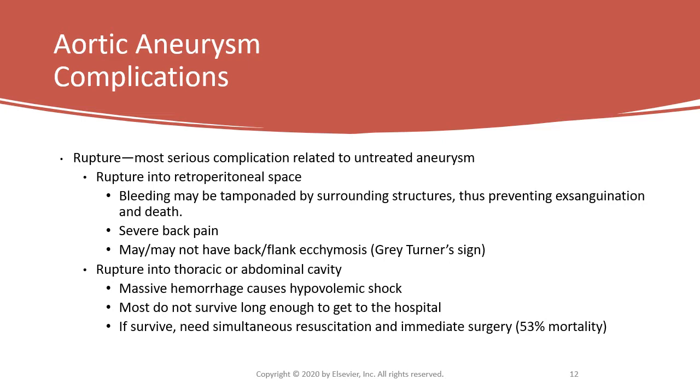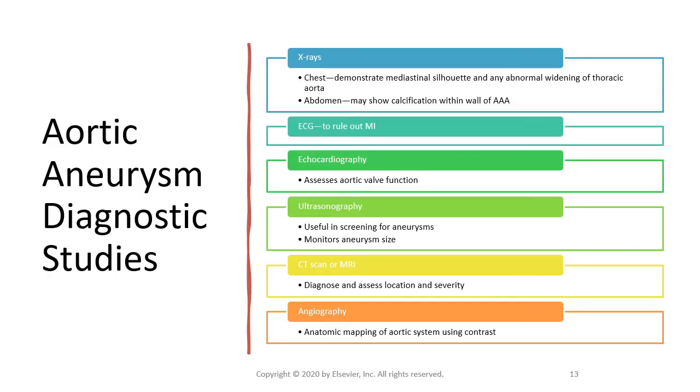If rupture occurs into the thoracic or abdominal cavity, the patient can die from massive hemorrhage. The patient who reaches the hospital will be in hypovolemic shock with tachycardia, hypotension, pale clammy skin, decreased urinary output, altered level of consciousness, and abdominal tenderness. For patients admitted to the hospital with a ruptured AAA, the in-hospital mortality rate is high, at about 50%.